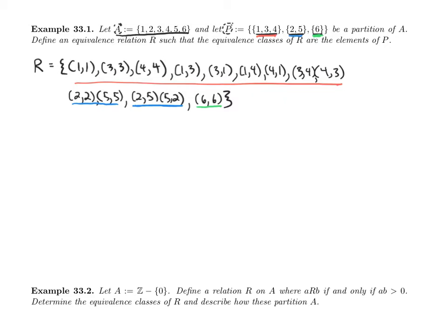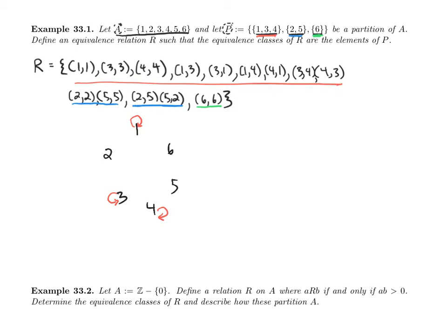Let's look at a digraph to see how this looks. So I'm going to put a 1. I'll do it like this: 1, 2, 3, 4, 5, and 6. So here's our digraph. And you can kind of see the equivalence classes in the digraph. So here we have 1 is related to itself. 3 is related to itself. 4 is related to itself.